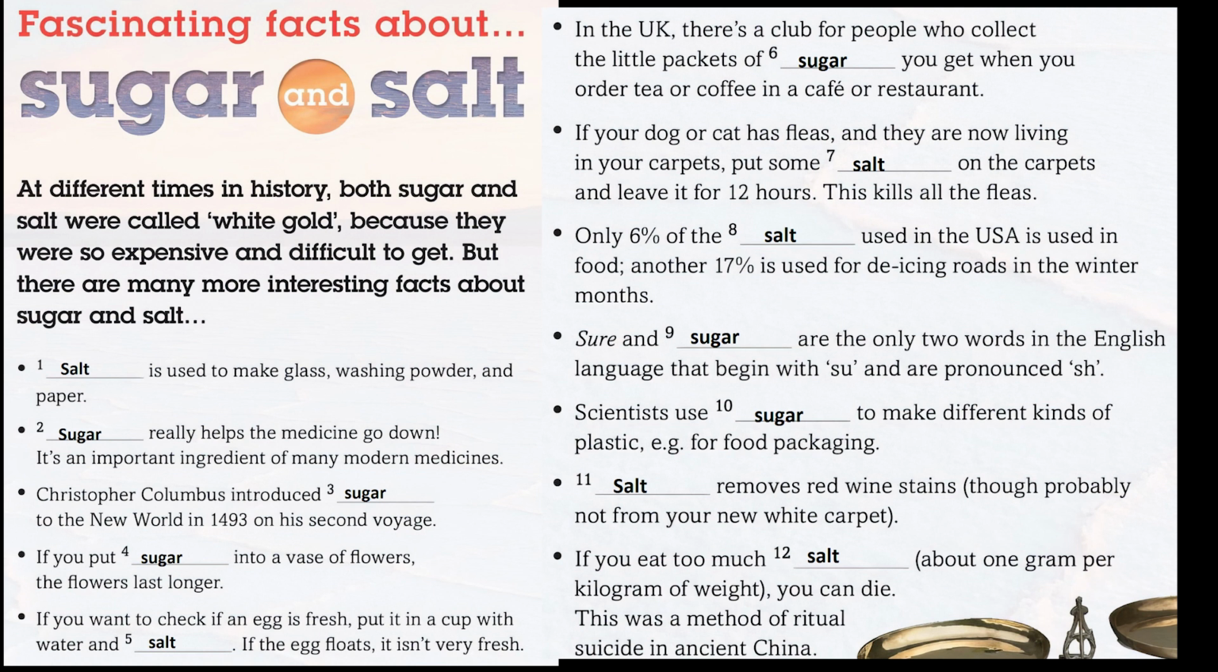Sure and sugar are the only two words in the English language that begin with SU and are pronounced sh. Scientists use sugar to make different kinds of plastic, for example, for food packaging. Salt removes red wine stains, though probably not from your new white carpet. If you eat too much salt, about 1 gram per kilogram of weight, you can die. This was a method of ritual suicide in ancient China.